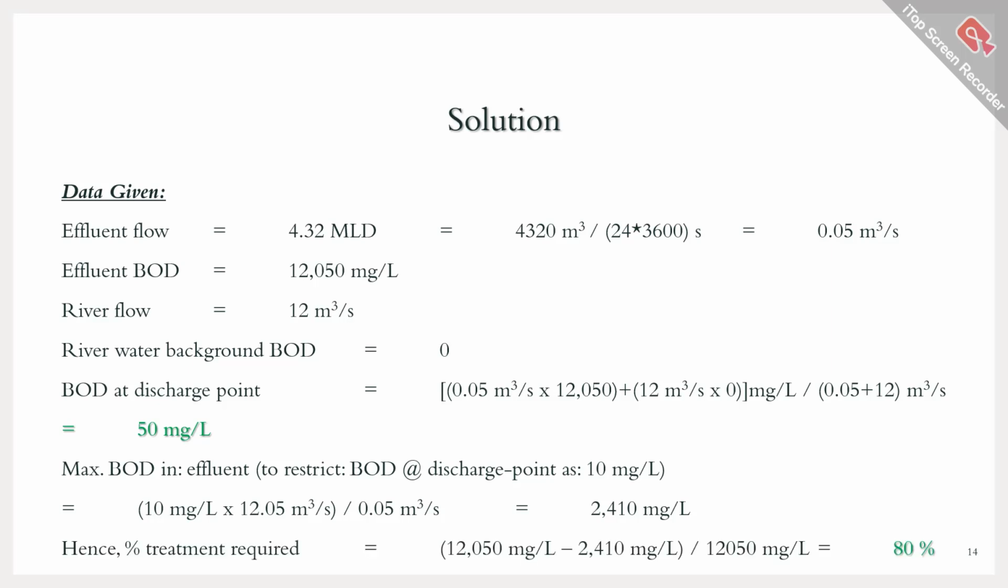Now, percentage treatment required will be how much? You have to bring down from 12,050 milligram per liter to 2,410 milligram per liter. So the treatment amount will be the amount with which it has been decreased. So it will be 12,050 milligram per liter minus 2,410 milligram per liter divided by the 12,050 milligram per liter. So this is the decrease amount divided by the total amount which was initially present inside the industrial effluent, which is nothing but, after simplification, 80% or 0.8.